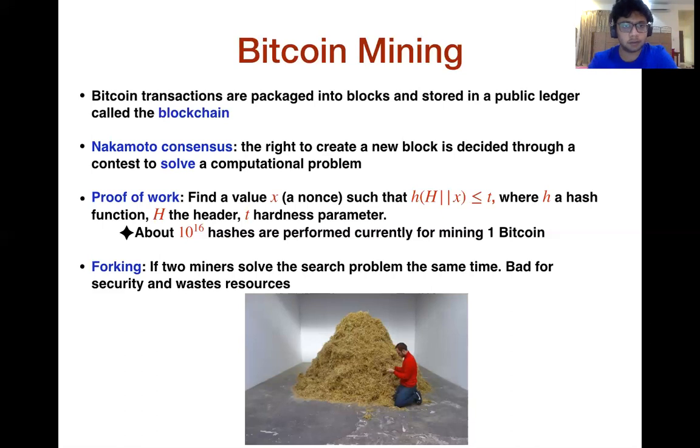Forking is another important concept in Bitcoin mining, where if two miners solve the search problem at almost the same time, then it is bad for the security of the protocol. And also, of course, it wastes resources.